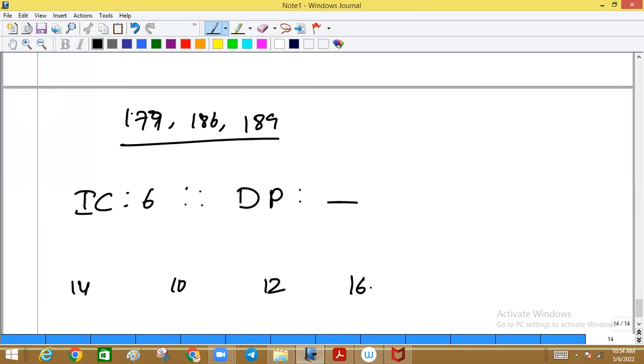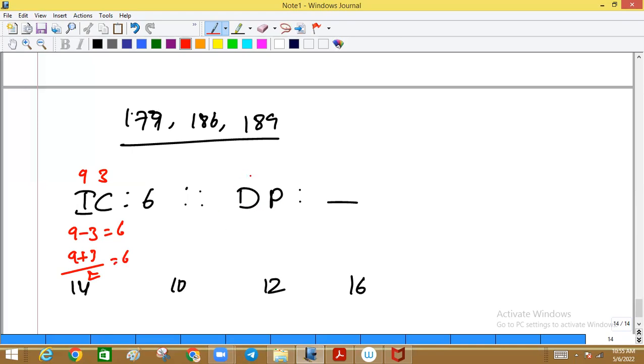What's the answer? First, we don't know whether it is forward coding or reverse coding, but we'll check with the first forward coding. What is I? 9. C? 3. So 9 minus 3 is equal to 6. In the same way, 9 plus 3 by 2 is also 6.